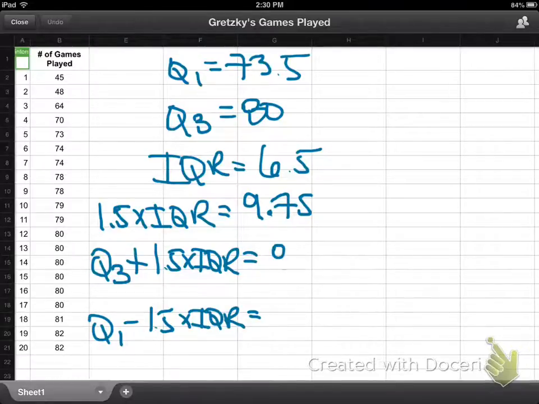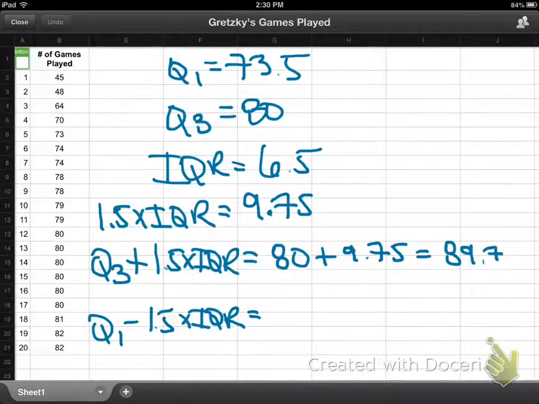So let's go ahead and do that. We're going to take 80, our quartile 3 value, and add on to that 9.75, the value that we got for 1.5 times our interquartile range, and that gives us a value of 89.75. Now, if you notice, our maximum value in our data set is 82. So that means that we do not have any outliers on the high end of our distribution. So let's check the lower end.